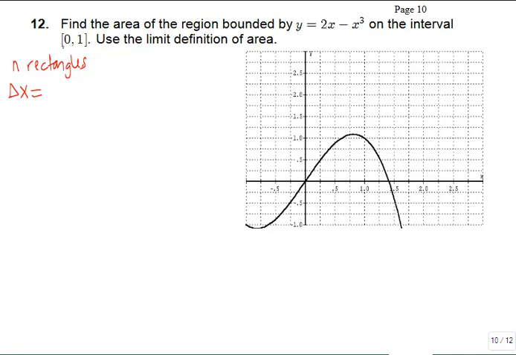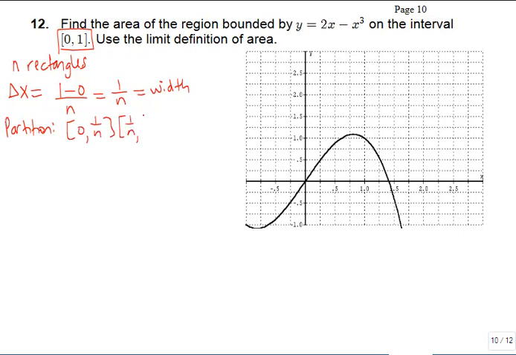On this particular problem, we're going from 0 to 1, so the width of that interval would be 1 minus 0, and we're chopping it up into n equal pieces. So that means each rectangle is going to have a width of 1 over n. So the partition is going to start at 0 and then go to 1 over n, then pick up at 1 over n and go to 2 over n, then pick up at 2 over n and go to 3 over n, and so on, all the way until they stop at 1.